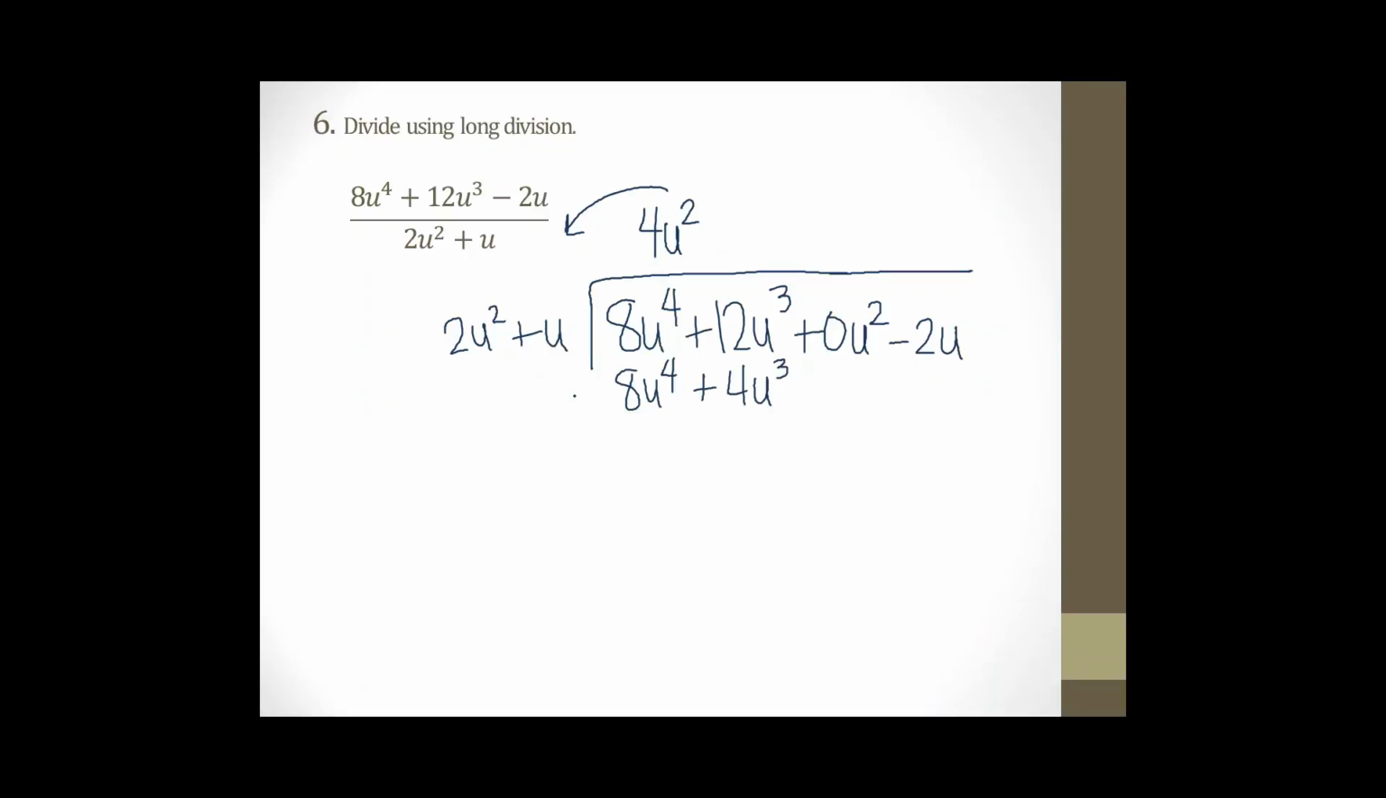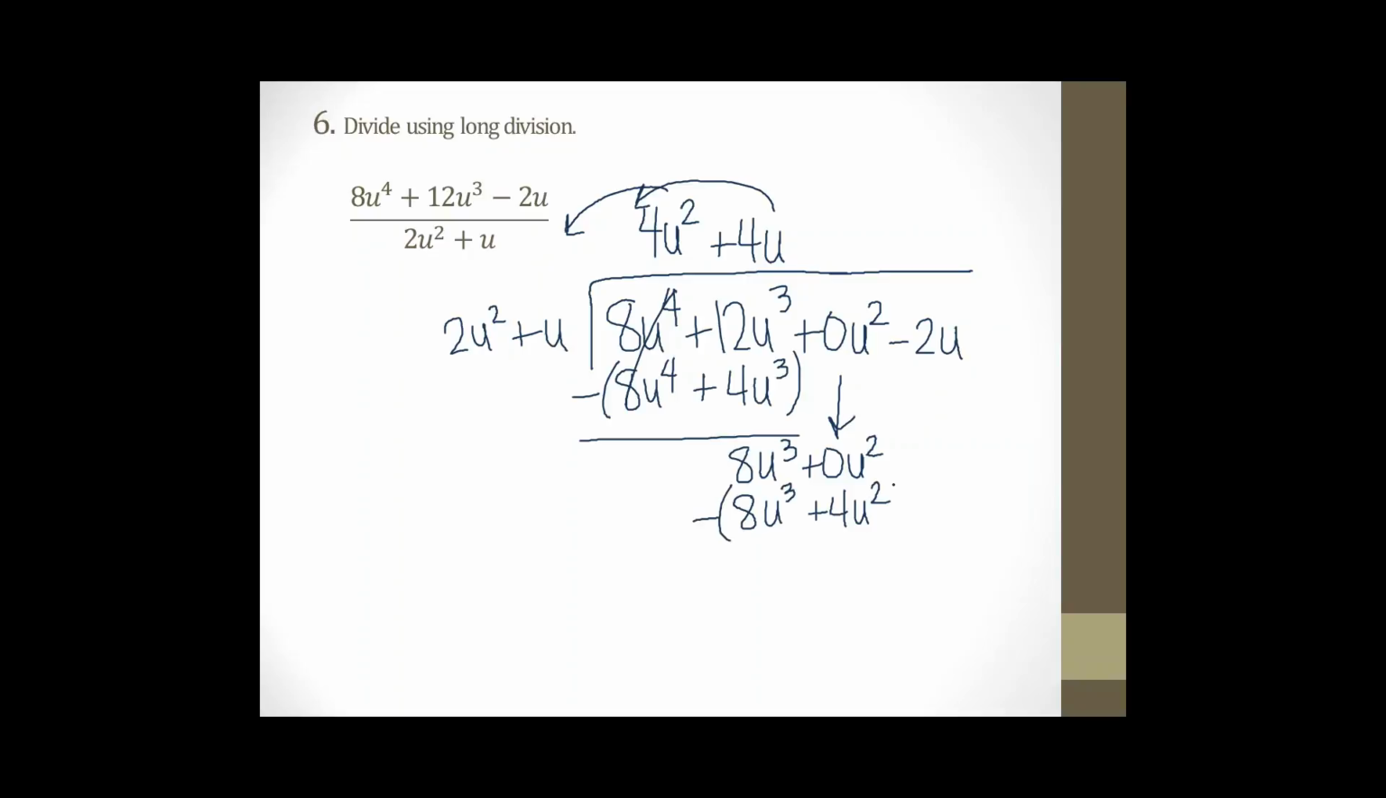And so now we want to subtract. 8u to the 4th minus 8u to the 4th cancels out. 12u cubed minus 4u cubed is 8u cubed, and then we're going to bring down the plus 0u squared. Now we're going to divide again. 8u to the third divided by 2u squared would be positive 4u, because 4u times 2u squared is 8u to the third, and then 4u times u is going to be 4u squared. And this is why it was so important to have that 0u squared, so you can follow the pattern easily.